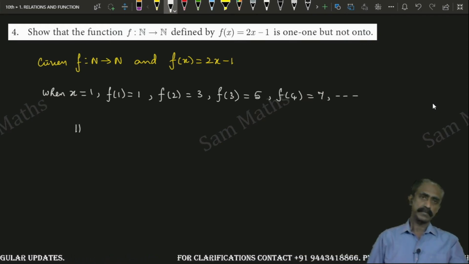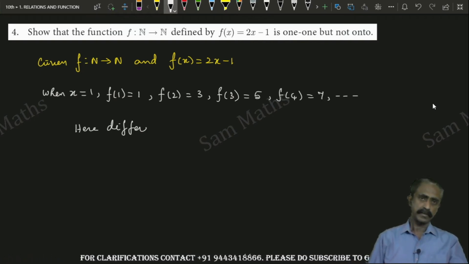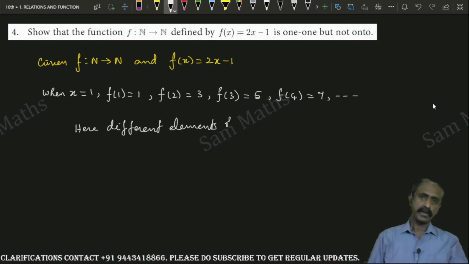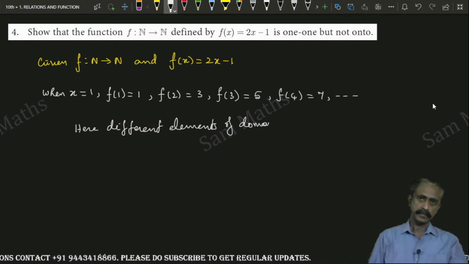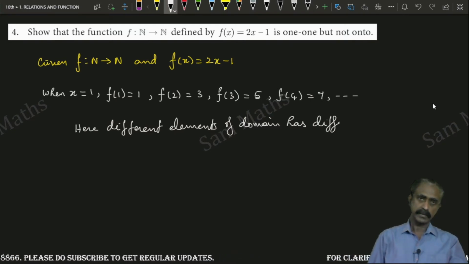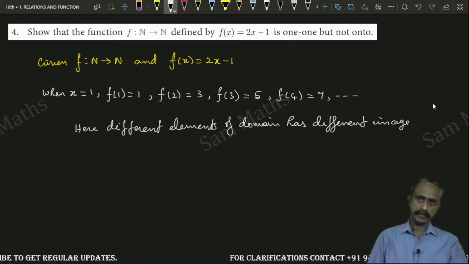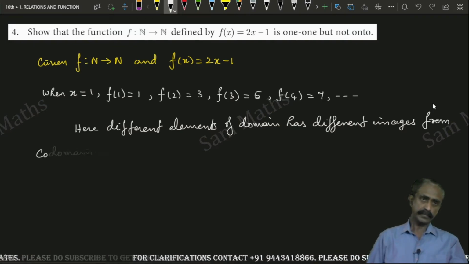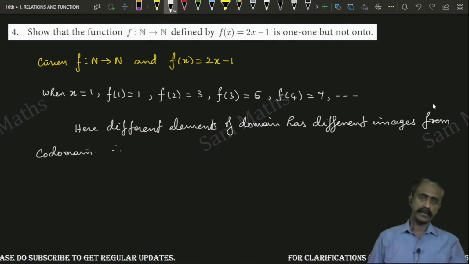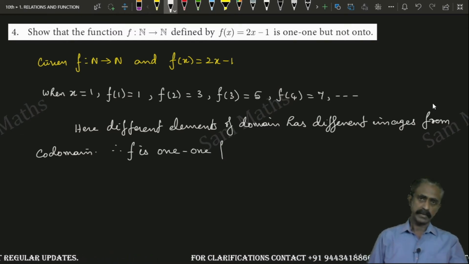Here, different elements of the domain have different images from the codomain. Therefore, f is one-one function.